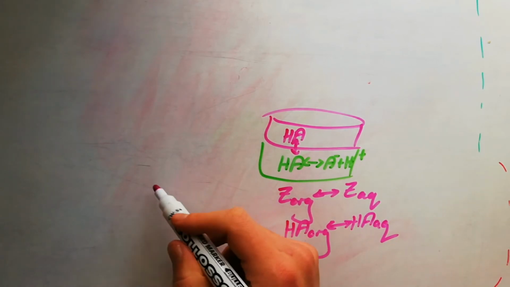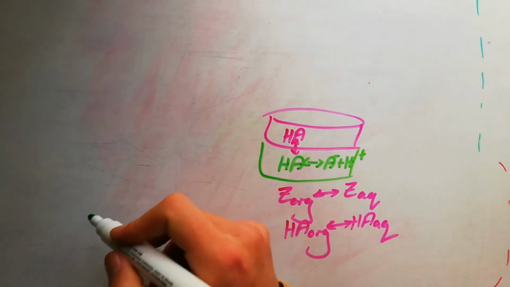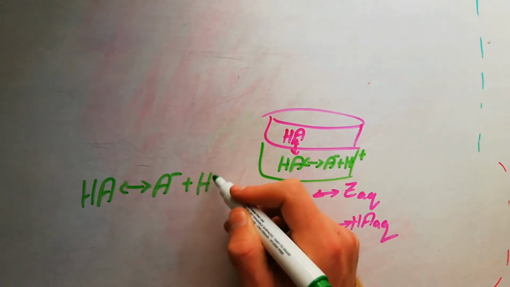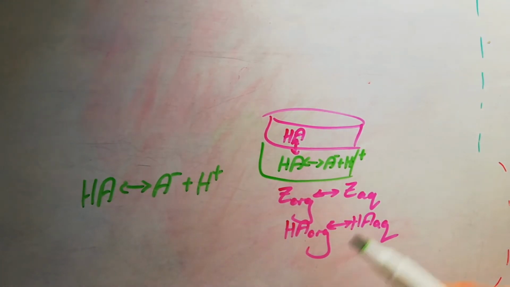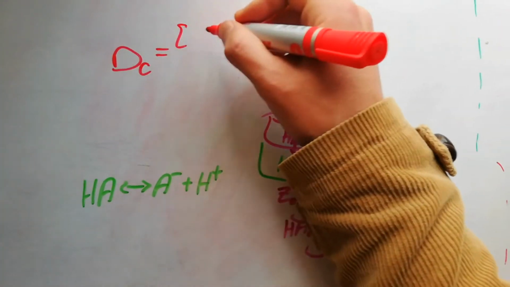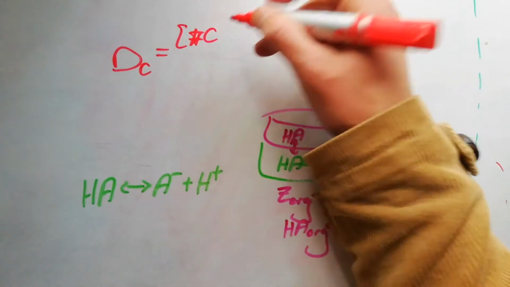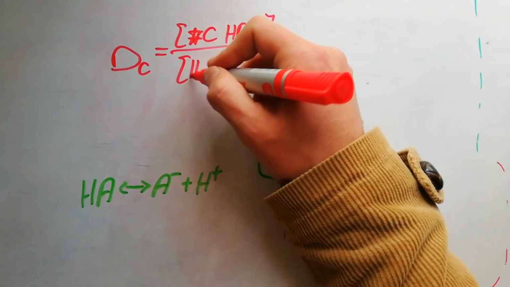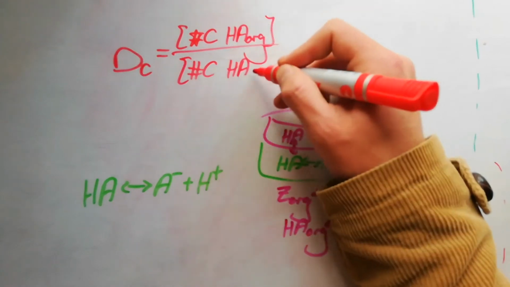And then we also have our HA that dissociates into its conjugate base and acid. So there you go, two reactions happening. Instead of using our partition coefficient, we're going to use something a little bit similar, but not entirely. We are going to use our distribution constant, which basically says that the total concentration of HA organic divided by the total concentration of HA aqueous.